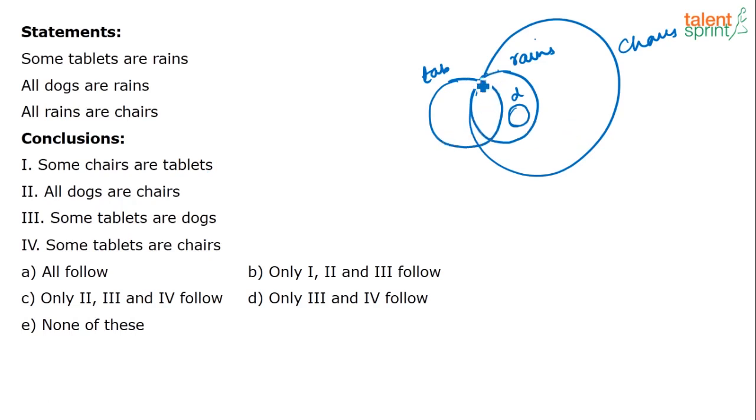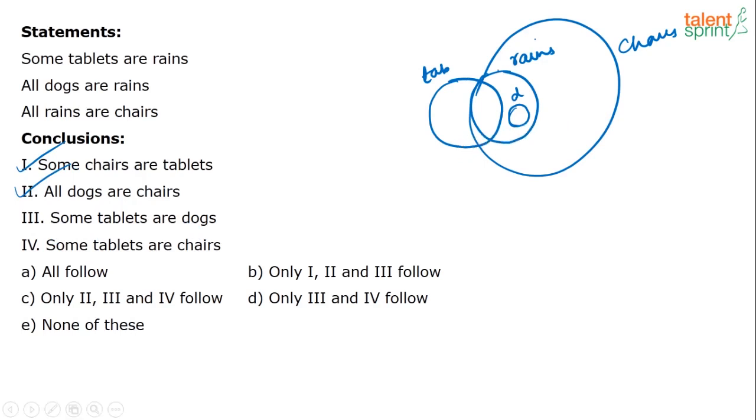See, there is an intersection, an overlap between tablets and chairs. So the first conclusion follows: all dogs are chairs. Yes. See, all dogs are reins and all reins are chairs. So all dogs are definitely chairs. Next, some tablets are dogs.